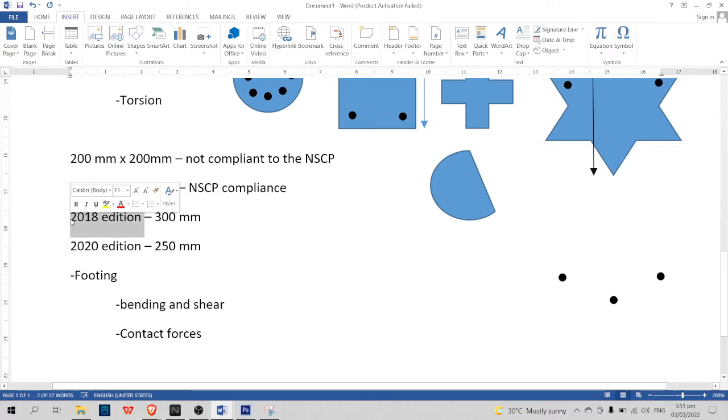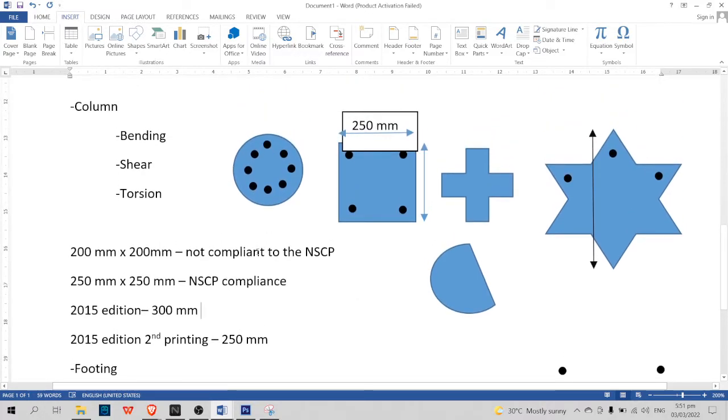Palitan ko ito. 2015 edition. Then, ito, palitan ko, 2015 edition, but in second printing. Napalitan nila yan. Okay? So, suggest ko rin sa inyo bilang mga engineer.